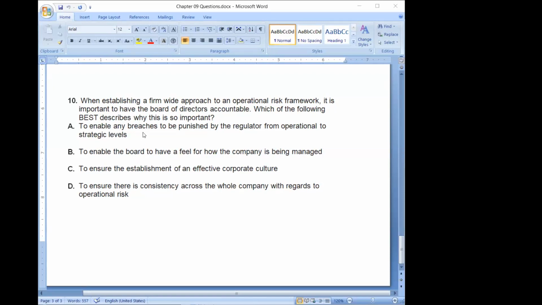Yeah, so if we look at the given answers, the best answer is to ensure the establishment of an effective corporate culture. So creating a culture. So you do all that to create that culture in the organization. So the correct answer is C.